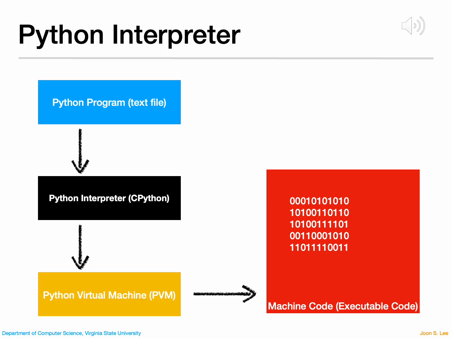Then, the bytecode goes to the Python virtual machine, or PVM. The PVM's job is to read those instructions and translate them into machine code, the actual zeros and ones your computer's hardware speaks. That's when your program really runs. So in short, your text, bytecode, virtual machine, machine code.